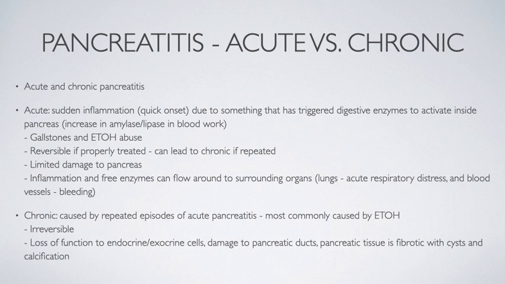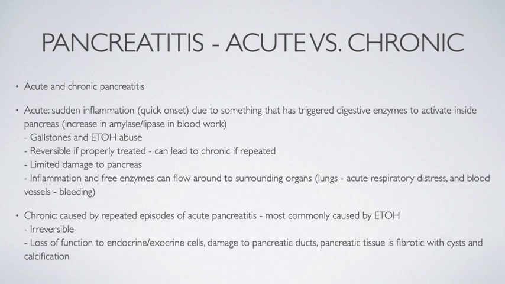So you have acute versus chronic pancreatitis. Acute is going to be that sudden onset, quick inflammation, something triggered it. You maybe drank, you maybe ate a fatty meal, and something went wrong. Gallstones can cause this, and a lot of times that's the issue. Alcohol abuse can cause this. This acute irritation is reversible for the most part, but if it's untreated, or you have repeated acute pancreatitis, then it's going to lead to chronic pancreatitis.